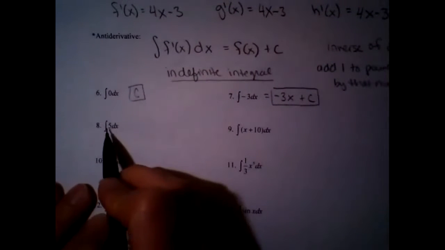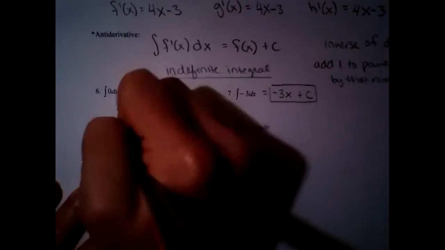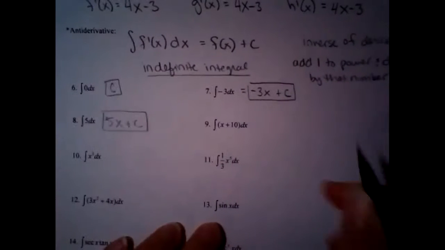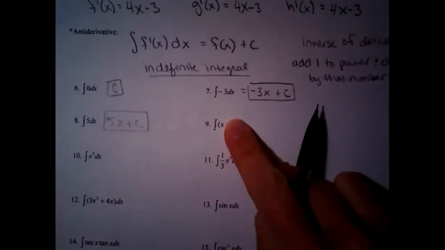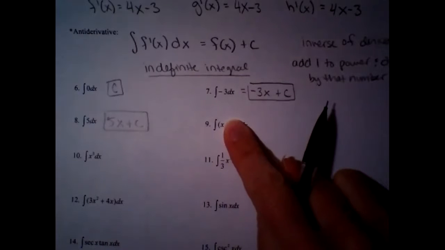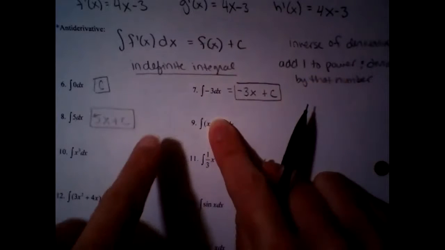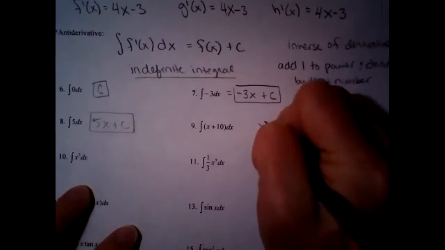So I need a function that has 5 as a derivative. Good, so 5x plus c. So now here I'm throwing a variable in there. So we have an x. I need a function where if I took the derivative, I would get x. So this is what you're going to do. You're going to add 1 to the power. Right now it's x to the first. So if I add 1, that's going to be x squared.